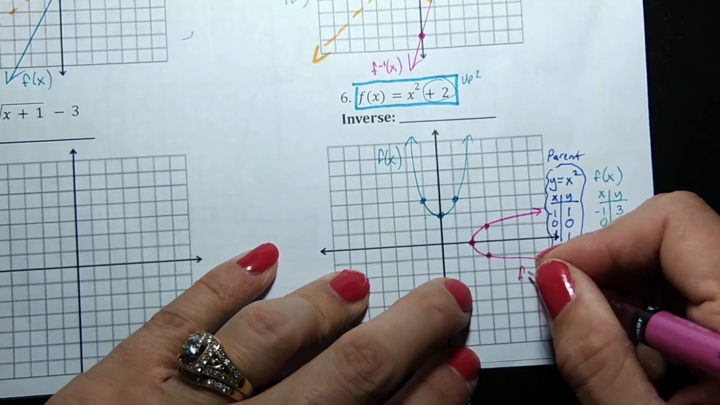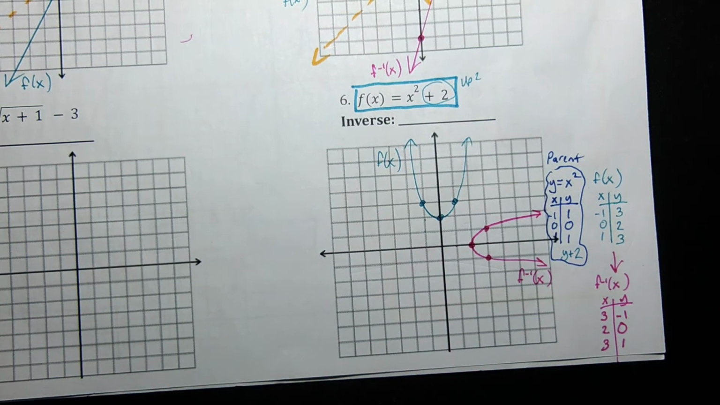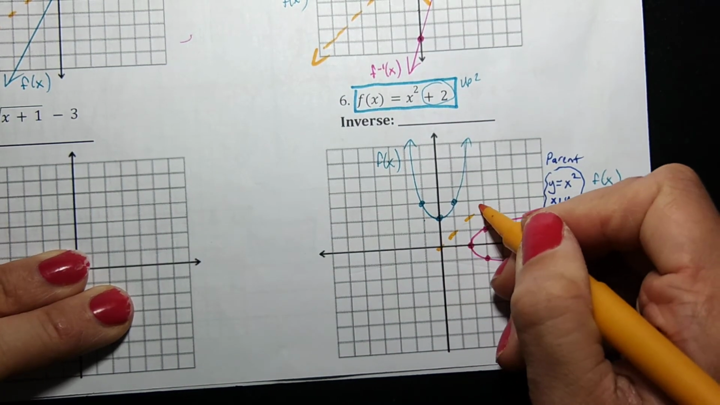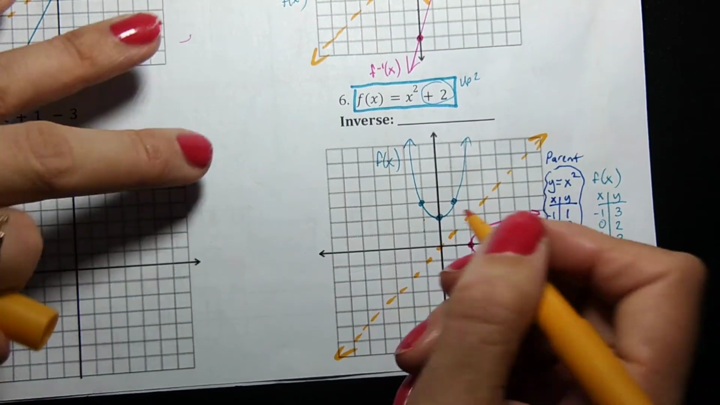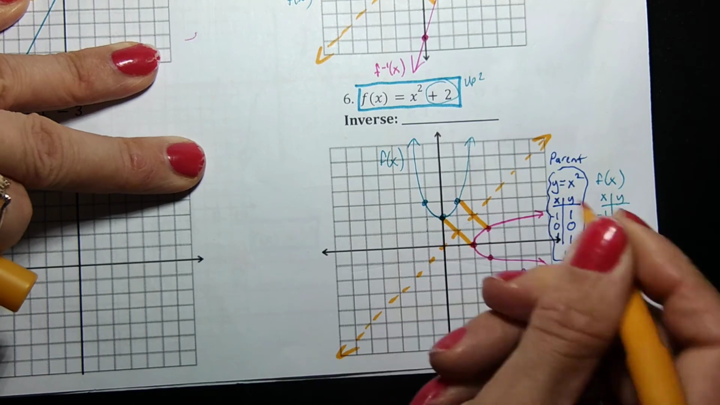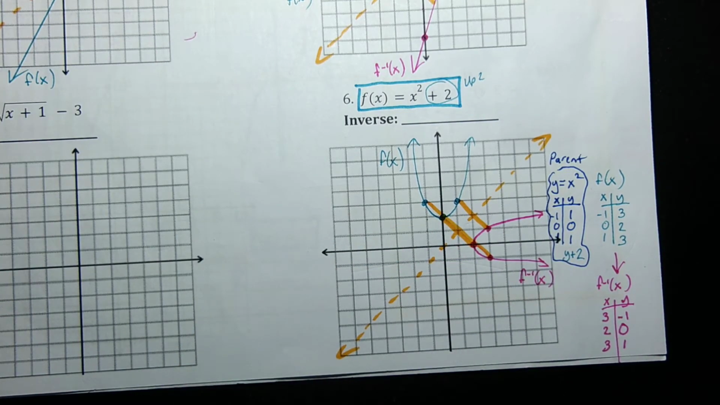Put your arrows on and label it the inverse of f of x. And let's go ahead and draw in that line of reflection as a check. It goes through 0, 0, and it has a slope of 1. Does it look like every point has moved an equal distance across that line of reflection? Yep, it all looks good. Folks, any questions on the table side of things before we move to the equation?